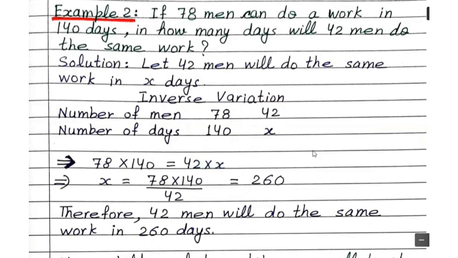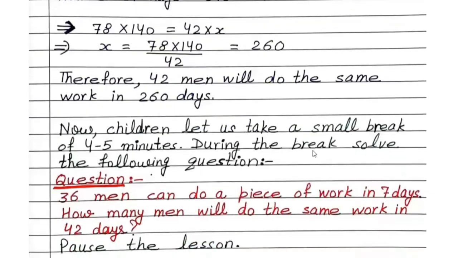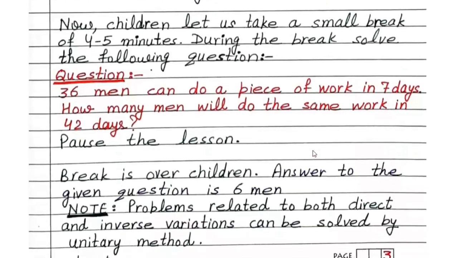Now children, this you have to keep in your mind. When it is inverse variation, rather than taking them in fraction, we will multiply them, right? So now in order to get the value of X, take 42 to that side. After cancelling the terms, we get the answer as 260. Therefore, 42 men will do the same work in 260 days, right?